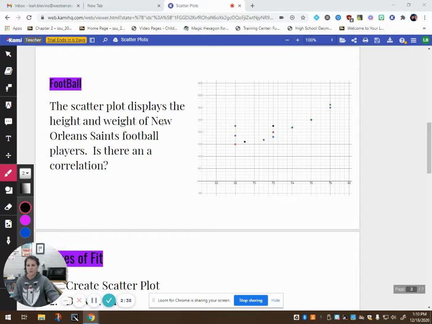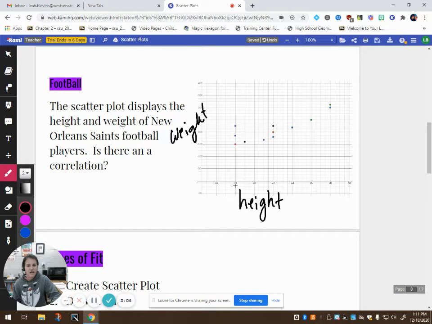So let's look at a scatter plot. It says in football, the scatter plot here displays the height and the weight of the New Orleans Saints football players. Is there a correlation between their height and their weight? So down here along this x-axis is their height in inches. So a player who's 70 inches would weigh somewhere around 200 pounds maybe. So this is their weight in pounds.